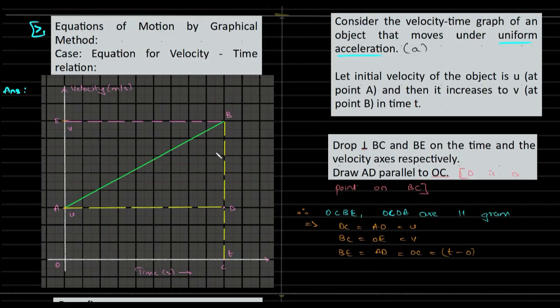Then OE is this. That would be equal to AD, and that would be equal to OC, and all of this being equal to T minus 0. So for a time interval of T.